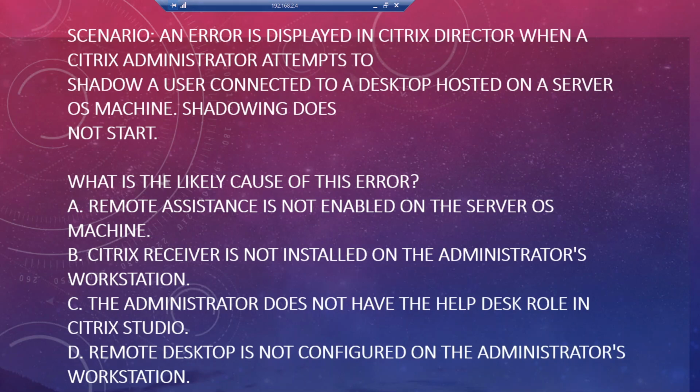Okay, so if you have selected A, remote assistance is not enabled on the server OS machine, you are absolutely right, because this needs to be enabled, or activated, on the server OS machine. If you have not activated remote assistance on the server OS machine, it is not possible to do the shadowing. The second one is Citrix Receiver is not installed on the administrator's workstation. That is not a problem, because it doesn't matter whether Citrix Receiver is installed or not. So this is not the solution.